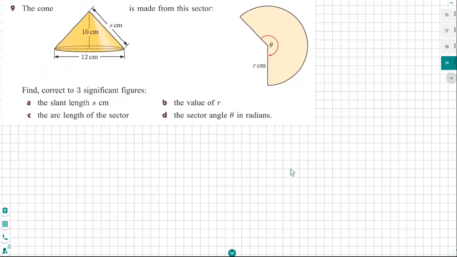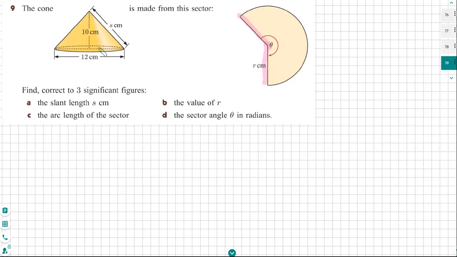Okay. So this is question number 9. It says the cone, this cone, is made from this sector. Basically, when you join these two radii together, this, you'll end up with a cone, right? So if you end up with the cone, this must be the slant height, right? And this 12 must be the arc length of this sector.